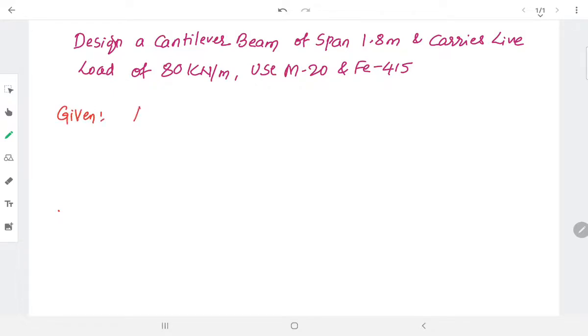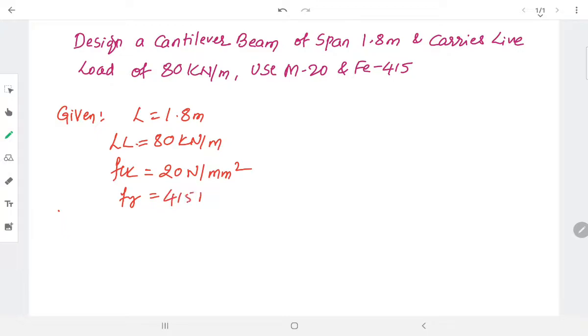The clear span L is equal to 1.8 meter. Live load is equal to 80 kilonewton per meter, and fck is 20 Newton per mm square. fy is 415 Newton per mm square. This is all about the given data. So next step, this will be treated as step 1.